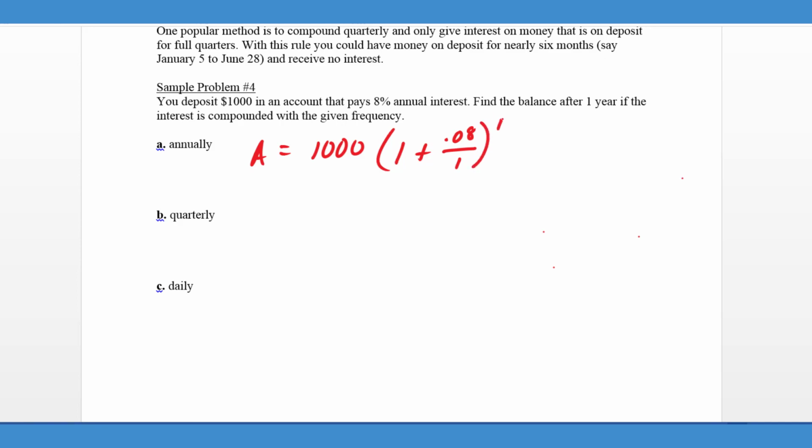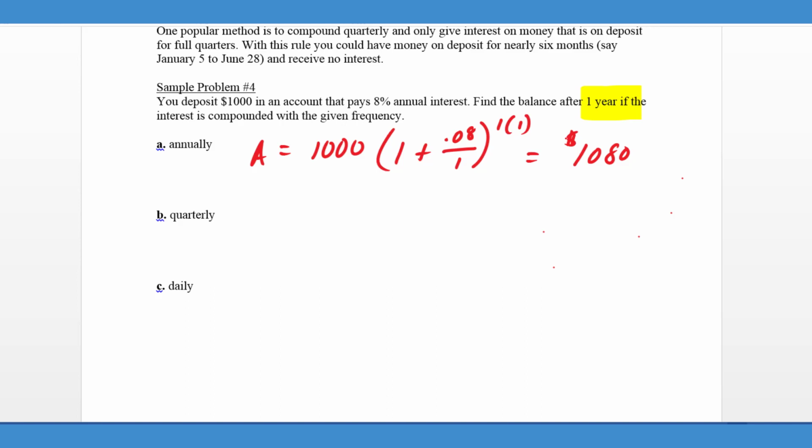So we're only going to do this for 1 year, and the n is also going to be 1 because it's an annual compound. Now, you want to get in the habit of being able to put all of that information into your calculator in one entry line. And if you did, you'll see that our new balance is $1,080.